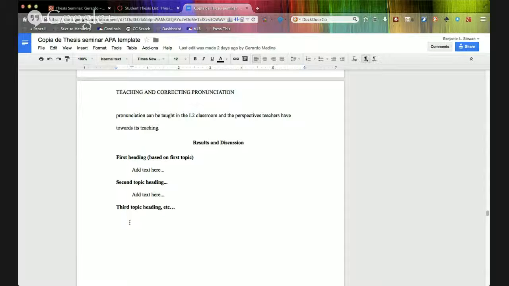Remember that in the results and discussion section, you're still going to develop paragraphs. Just like you did in the lit review, you need to have a topic sentence, and then you need to have supporting sentences. Now, the paragraphs in the results and discussion section might be a little bit different than the paragraphs in the literature review. Let me explain. Let's say that you start with your results.